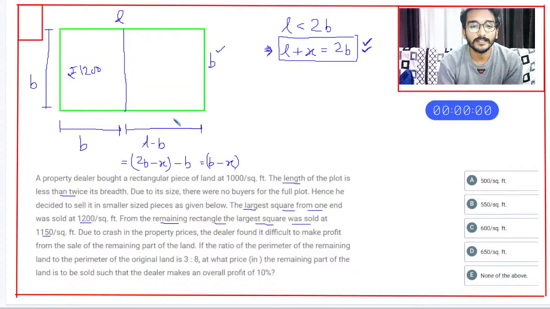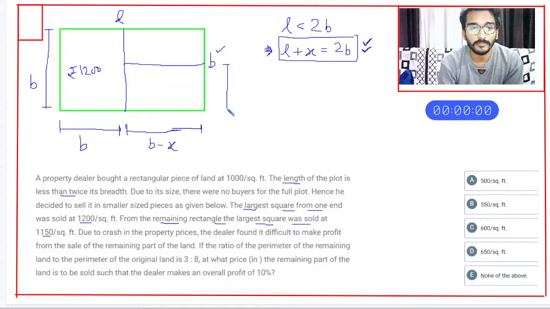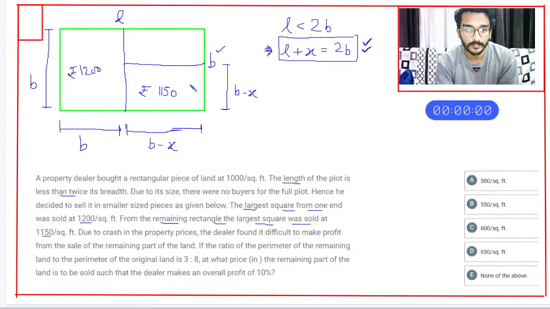Now, why I have done this thing? Because I do not know if L minus B or B is greater. Basically, of course, B is greater. We can say that thing. But it is more convenient now for me. So I can say this is replaced by B minus X right now. So B and B minus X. Of course, B is the bigger dimension. So I will take a square of B minus X from here too. So this dimension is B minus X. So it's a square again, and it is sold at the rate of 1150 per square feet.